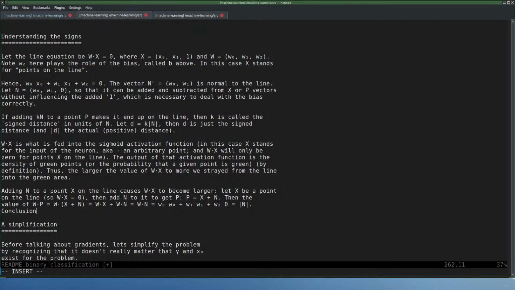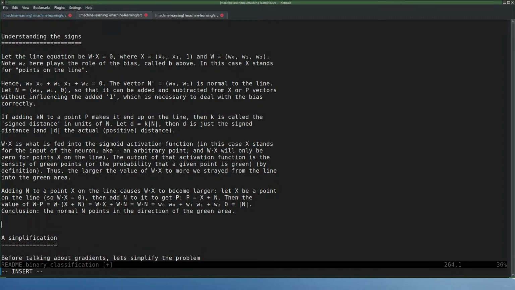Conclusion: the normal n points in the direction of the green area. What other insights do we need? I do need changing W, because that's what I'm doing.